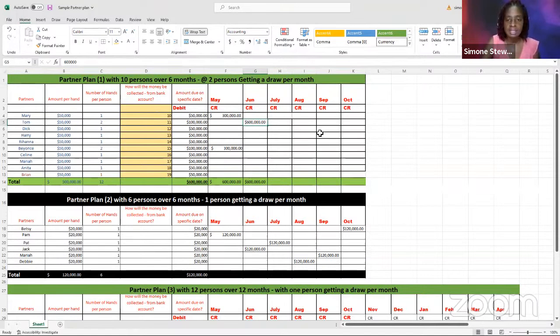Then we come down here. Dick says, give me mine in September. Sorry, 300. And then we come down to Harry. Harry says, I'll take mine in July. But then Rihanna says, I want mine in July as well. Okay. Beyonce's other hand, because she has two hands, remember? So she's paying 100,000. Beyonce says, I'll take one in May and I'll take the last hand as well.